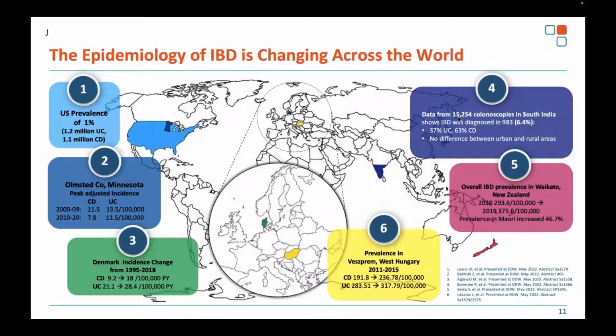The last really just highlights the fact that even in areas where the incidence in Caucasians may be plateauing, this is from New Zealand, that doesn't mean that it's plateauing in other ethnicities, and this is showing the rapid current increase in inflammatory bowel disease in the Maori population of New Zealand.